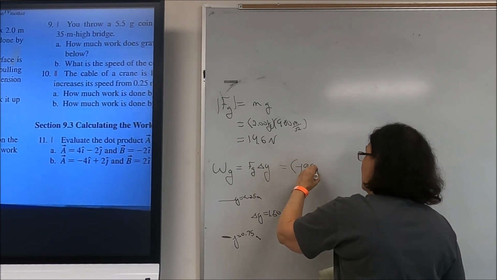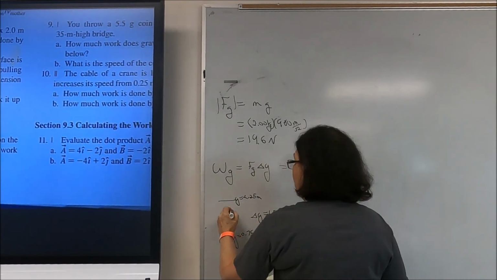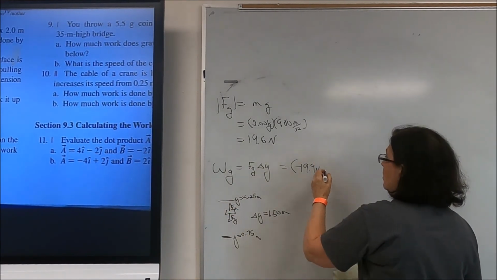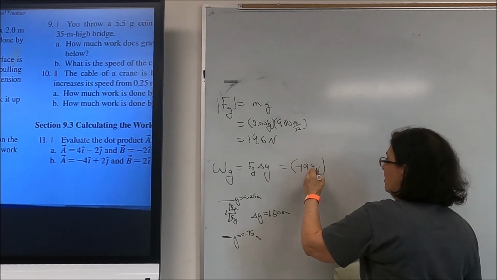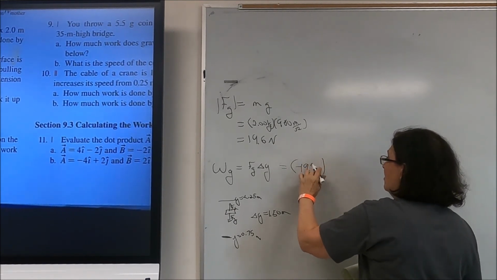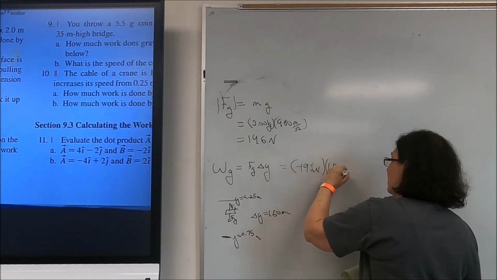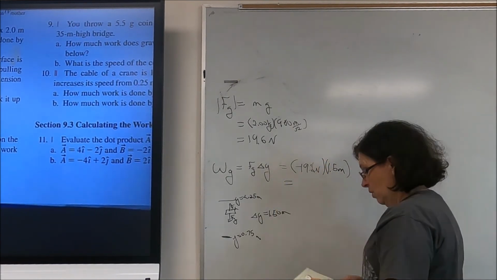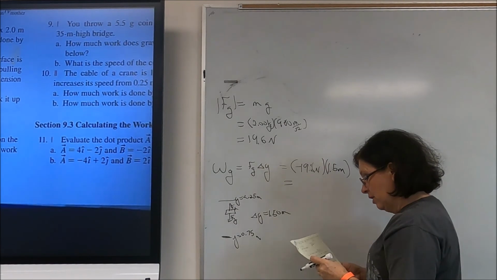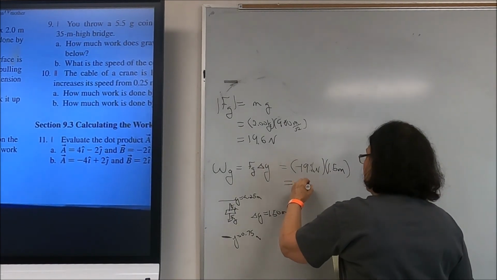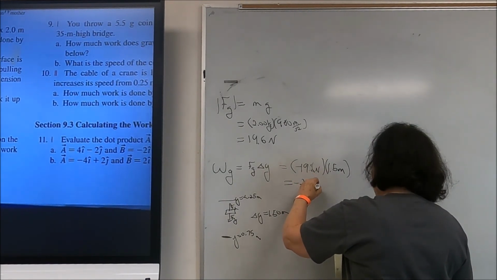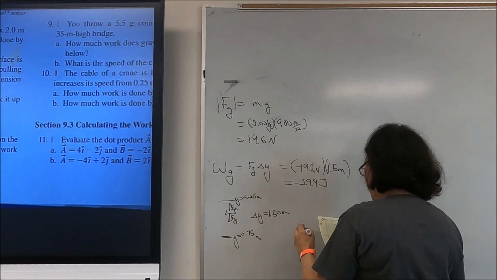Direction-wise, it's 19.6 newtons, because if you think about this book being lifted, force due to gravity is pointing down, force from the hand is going up. So I have 19.6 newtons times 1.5 meters. So the work here done by gravity is a minus 29.4 joules.